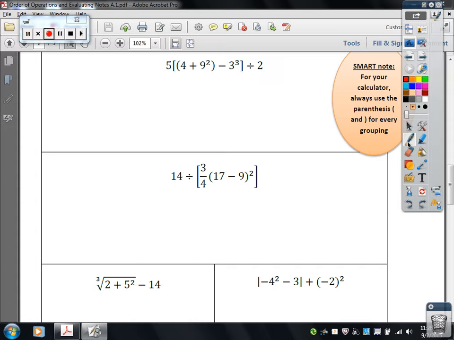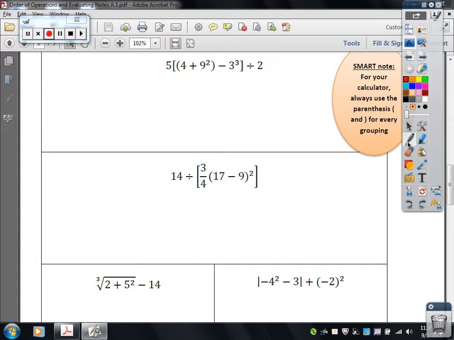So what's the first grouping symbol you come to? A bracket. Now, the second part of that bracket is all the way over here. So that means do what's inside the brackets first, right? But within the brackets, there's another set of grouping symbols, which are the parentheses. So the parentheses mean do what's inside the parentheses first. Make sense? So what do I do first? 4 plus 9 or 9 squared? I do 9 squared.